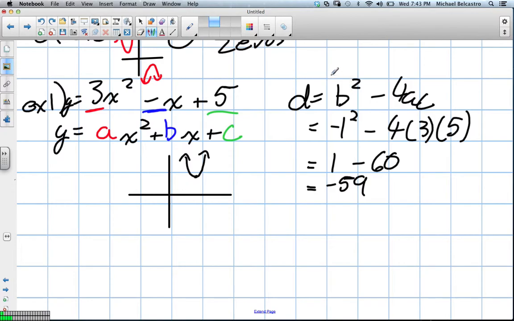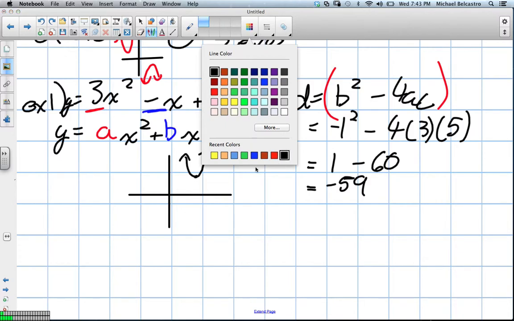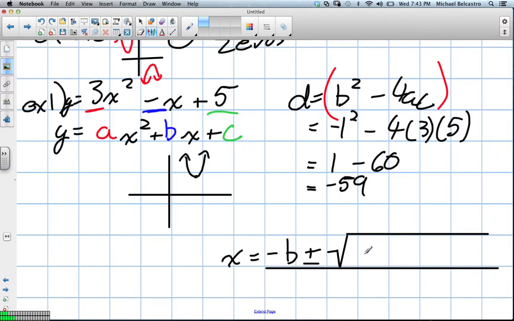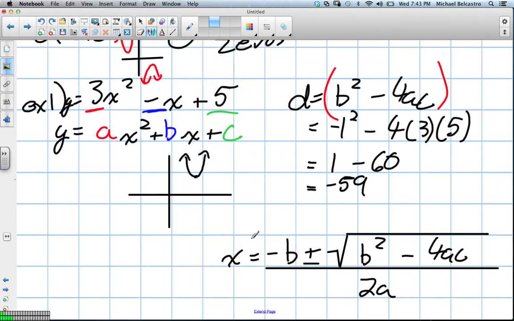Now, the reason the discriminant formula is important is it comes straight out of the quadratic formula. The quadratic formula, if you remember, is x equals negative b plus or minus the square root of b squared minus 4ac, all over 2a. Can you see where the discriminant is directly from? The square root part. It's right underneath that.